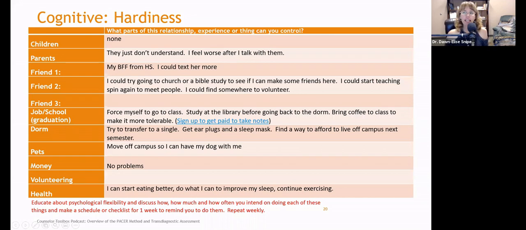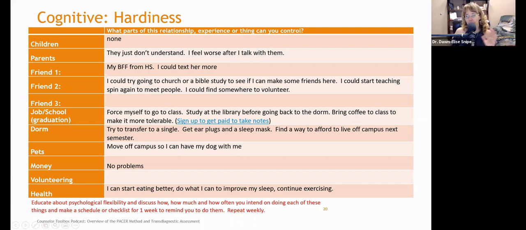She talks about studying at the library before going back to the dorm because it's hard to get motivated to study once she's back at the dorm. The desk isn't really that comfortable. She's all by herself. There's no peer pressure to study. At least if she's at the library, there are other people studying. So kind of one of those misery loves company sort of things. And she says she can bring coffee to class to make it more tolerable. All right, whatever works for you.